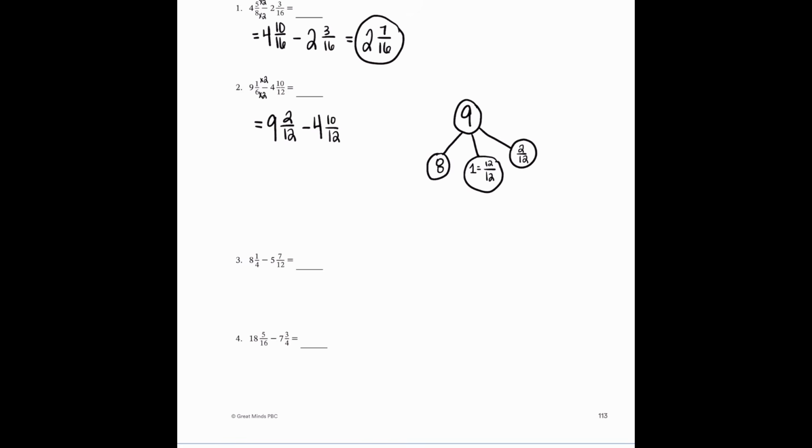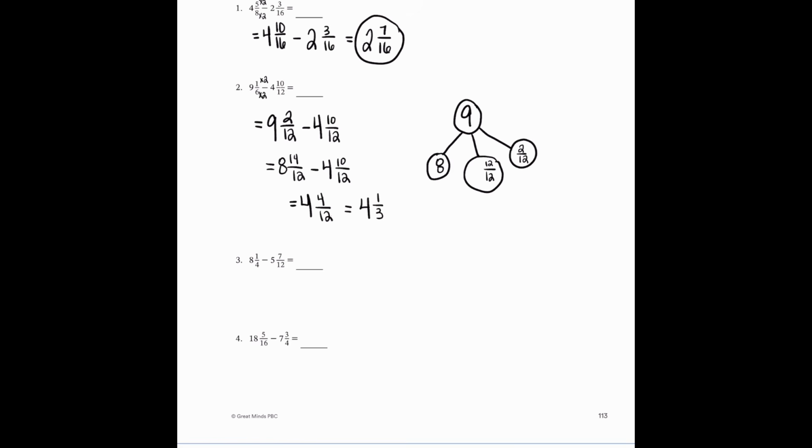Okay, so I'm seeing I have 12, 13, 14 12ths here. So I'm going to have 8 and 14 12ths. I can now take away my 4 and 10/12. 8 minus 4 is 4. 14 minus 10 is 4. So I will have 4 and 14/12. That then can simplify to 4 and 1/3.